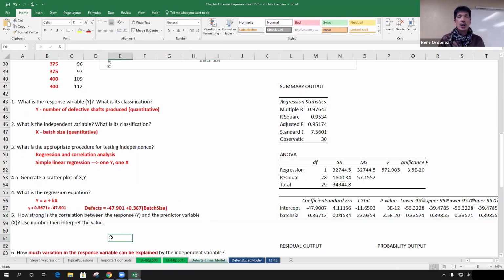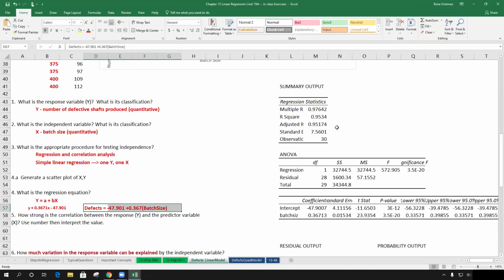Here's a question. Based on this equation, for every unit increase in batch size, how many defective units are we going to expect to be produced? So the answer is in this equation. 0.367. That's correct, Raylene. So you're talking about the slope. Actually, that is the interpretation of the slope of an equation. For every unit increase in batch size, so if you increase batch size by 1 unit, Y defects will increase by 0.367 on average. Okay, thank you.